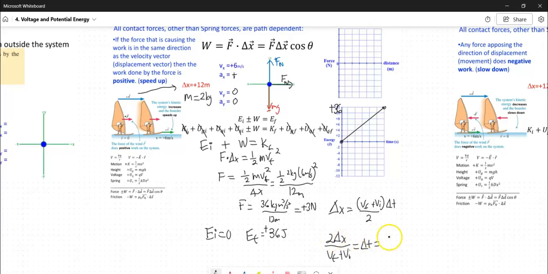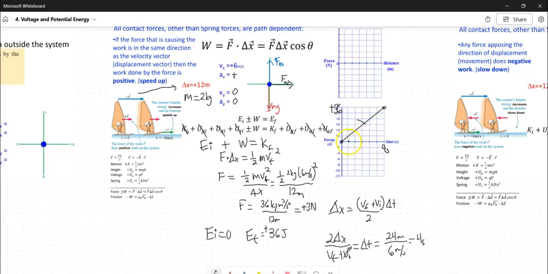So 2 times delta x, that is 24, and we have to remember that the initial velocity is 0. So that's 24 meters, which is 12 times 2. And the final velocity is 6. So this took place over a period of 4 seconds. So now we know this took 4 seconds, okay?